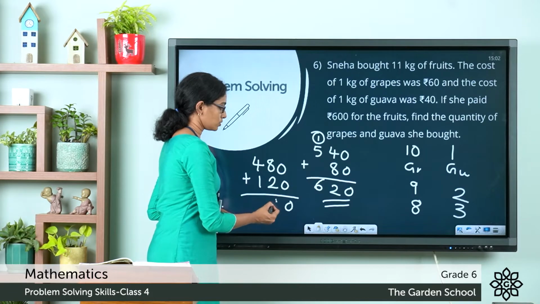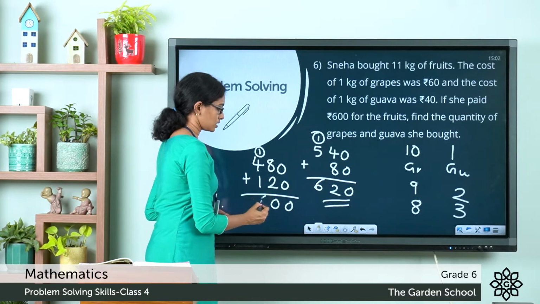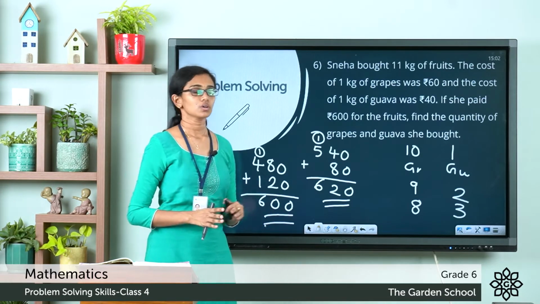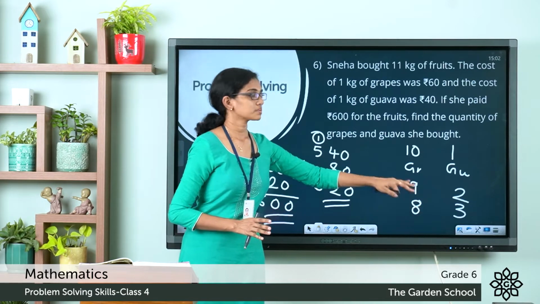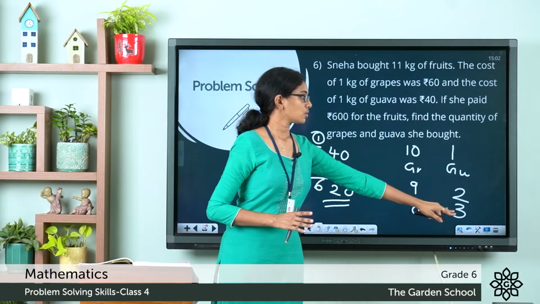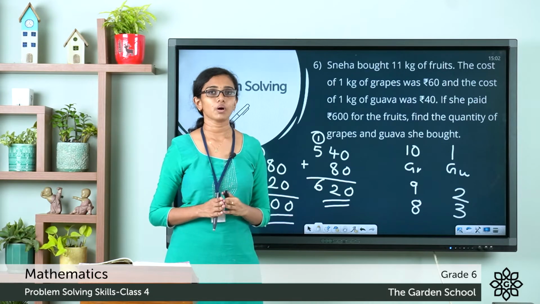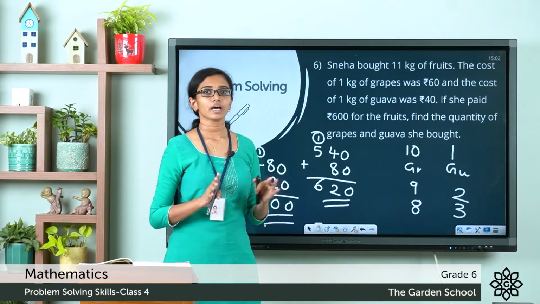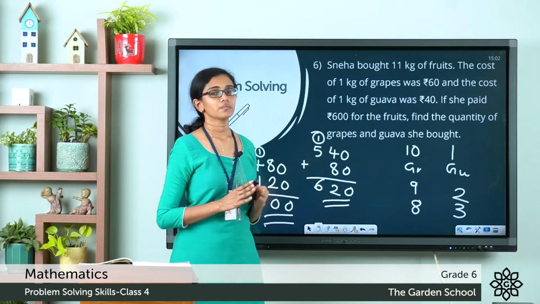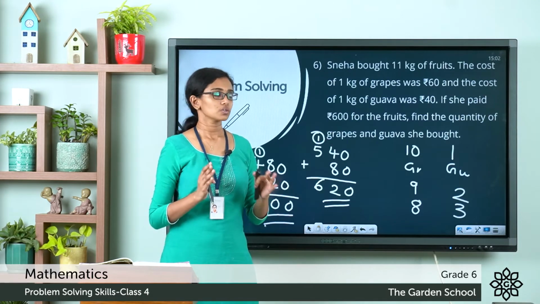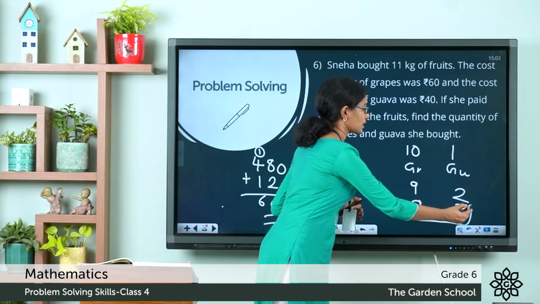So what is the total amount? 0 plus 0, 0. Here, the carryover 1, 600. So, if she buys 8 kg of grapes and 3 kg of guava, the total amount would be rupees 600 only, and she will be buying 11 kg of fruits as mentioned in the question. So this is the answer to the question asked here.